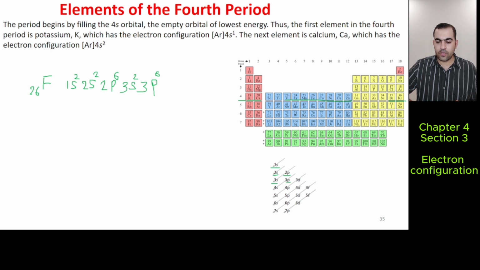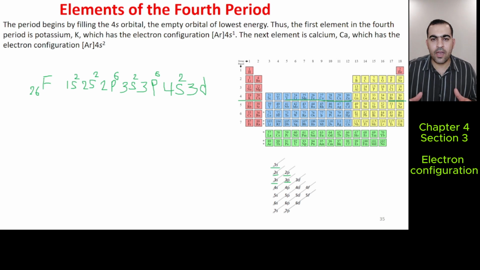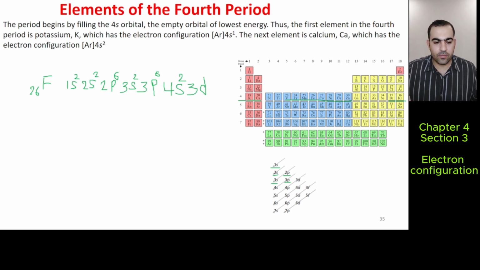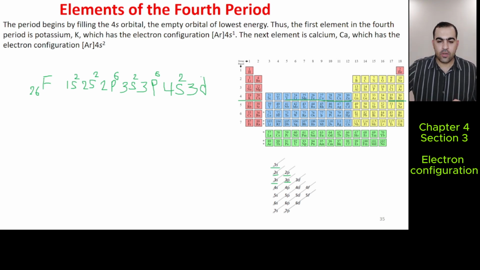After 3p, this is very important. Sometimes they write 3d, but you must write 4s first. 4s2. Then 3d. After 4s comes d. D can hold a maximum of 10 electrons. But here, to reach 26, we need how many electrons? This is 18, 20, so we need 6 electrons. This is the electron configuration of iron.